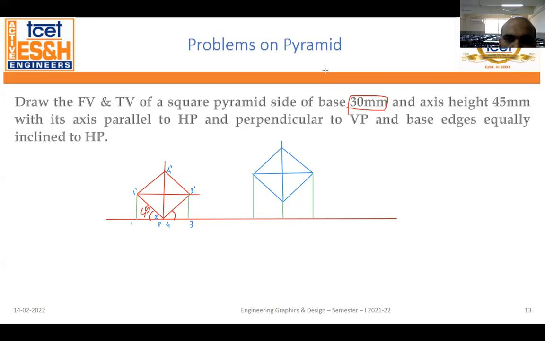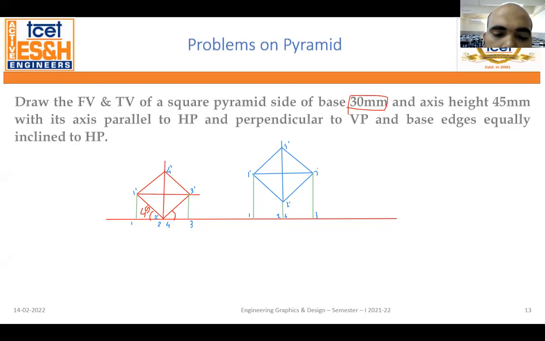And here I am taking it as 1 dash, 2 dash, 3 dash, and this as 4 dash. Similarly here, 1, this is 2 and 4, and this is 3. So that is something what we are having for the case when we are drawing such type of figures.